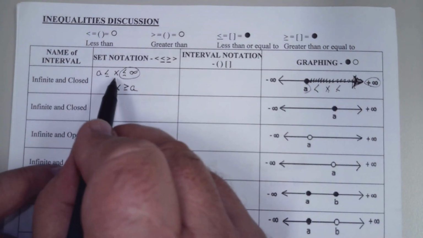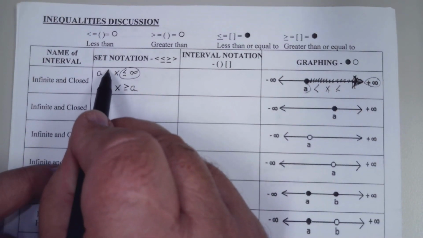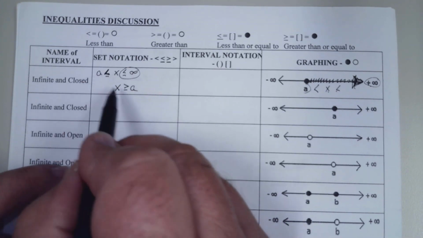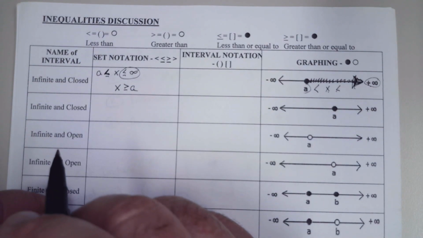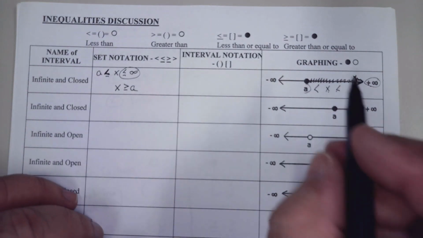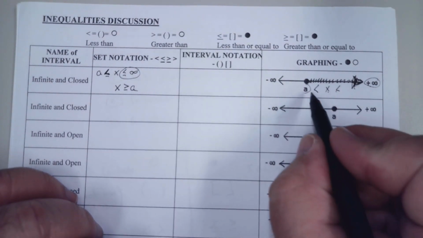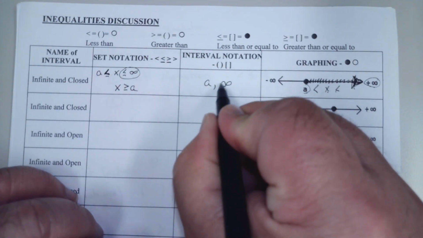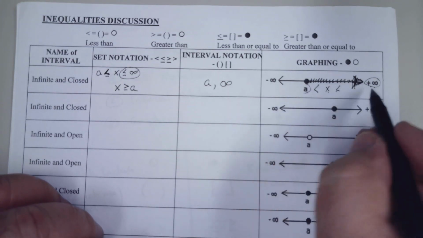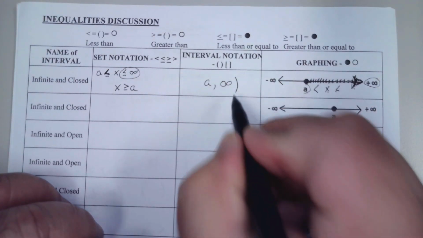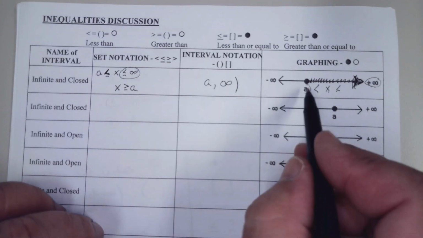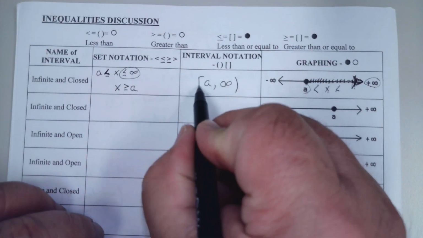If you flip these symbols around, make sure you keep the arrow pointing to the same number. Since it's pointing to the A here, it's got to point to the A there. So when we do the intervals, we only use the endpoints. We use A, comma, infinity. You can never get to infinity, so that's always a parenthesis. Infinity and negative infinity are always parentheses. A is a solid dot, so it's a bracket.